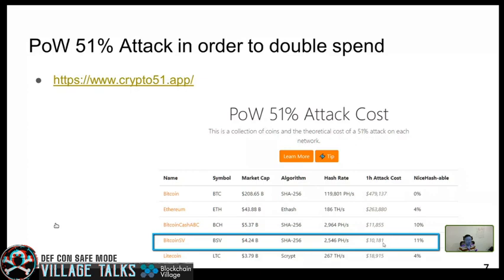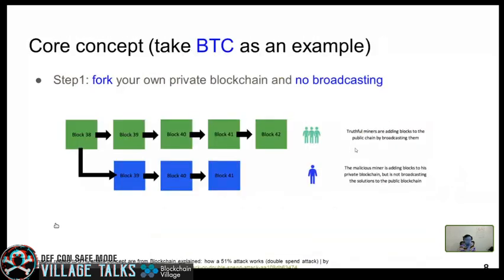And this is the one-hour attack cost if you want to spend it on the internet. I mean, to rent the hash rate. I'll talk about it later. Then what I'm going to explain next is the core concept of double spending using this 51% attack: what can really be done, and what the underlying mechanism is.